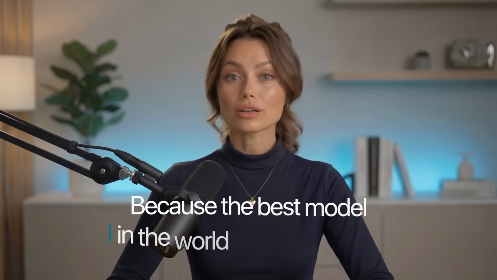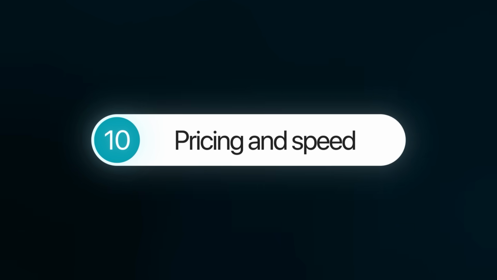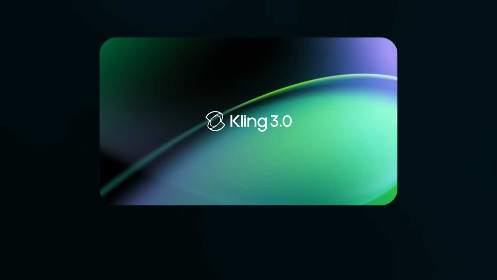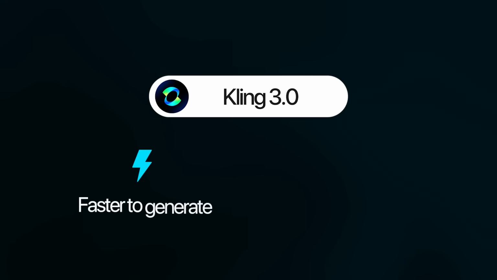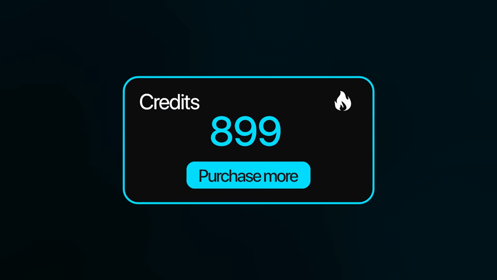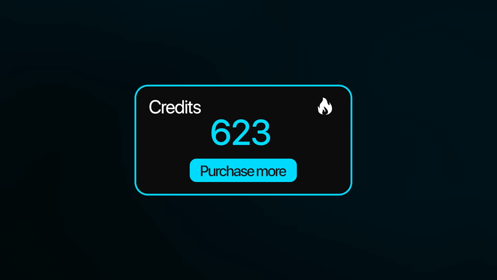So we've looked at quality across every dimension, but there are still 2 factors that'll likely have the biggest influence on your final decision. Because the best model in the world means nothing if the pricing and generation speed don't fit your workflow or your budget. Kling 3.0 is the more accessible option by a significant margin. It's faster to generate, cheaper per clip, and because of that, you can iterate without watching your credits disappear.